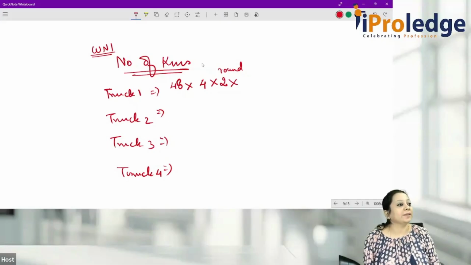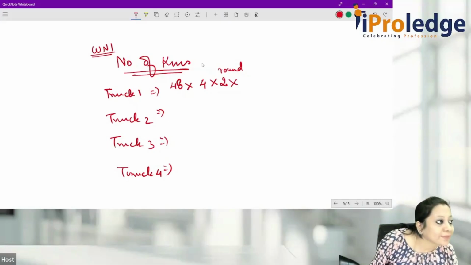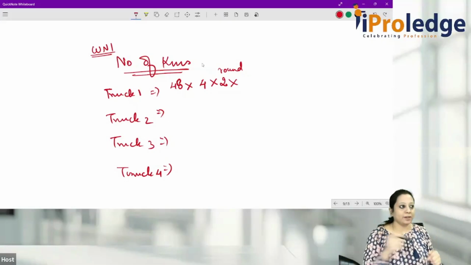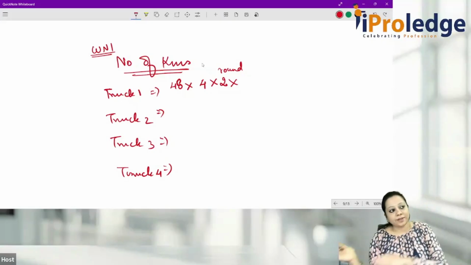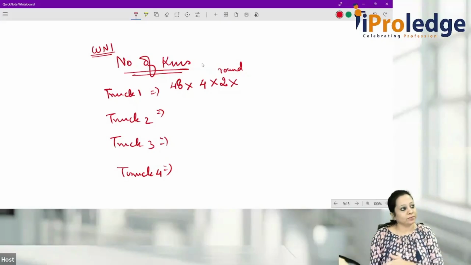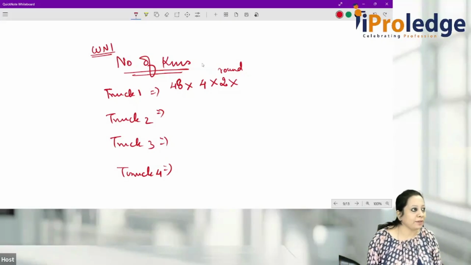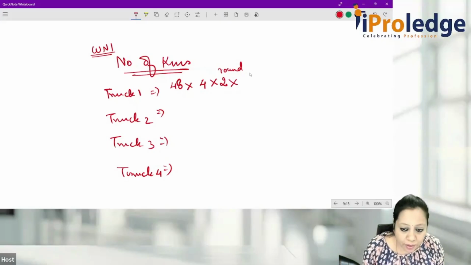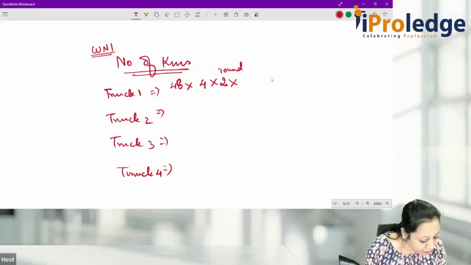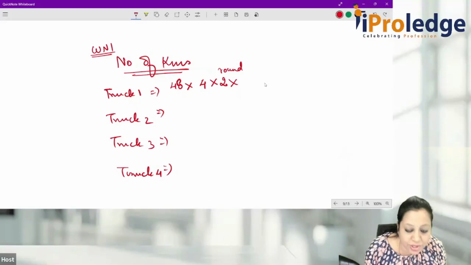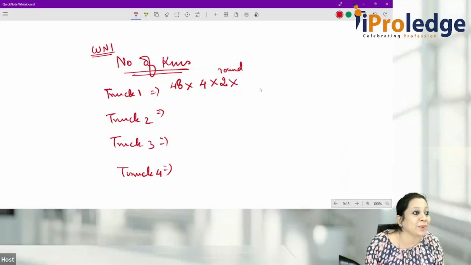Right, Pranika, where are you staying? Rajajinagar. So you have to come here. That is probably 8 kilometers, 8 to 10 kilometers. Then you have to travel back to Rajajinagar. So into 2, no? Same concept.